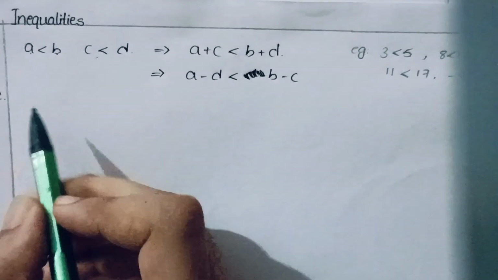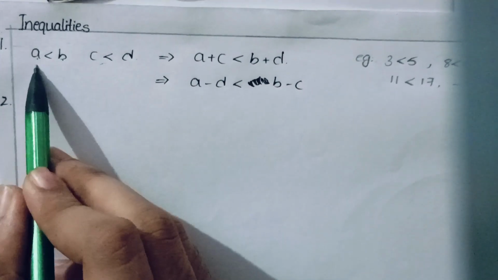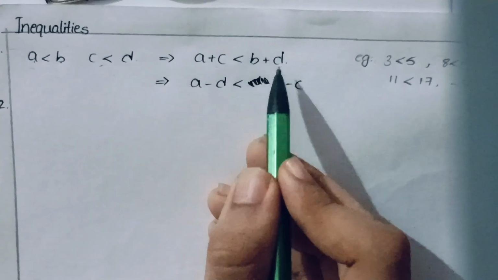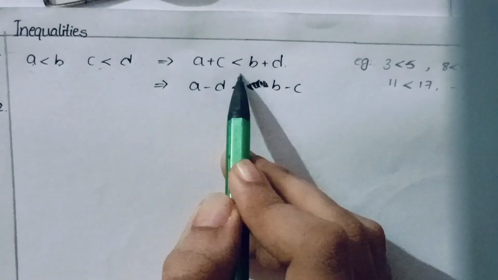Hello students, in today's topic we are going to learn about inequalities. The first point is that if a is less than b and c is less than d, then a plus c is less than b plus d. It's nothing but adding both inequalities; we can get this.